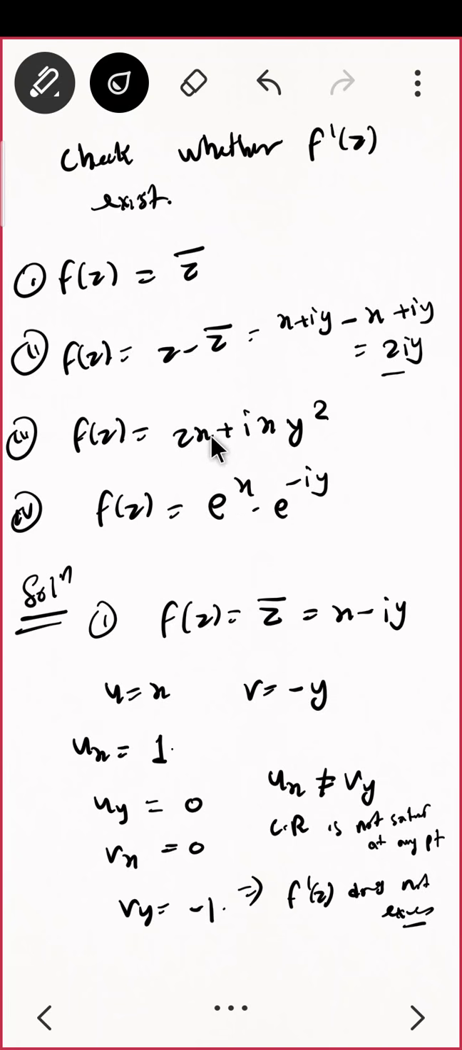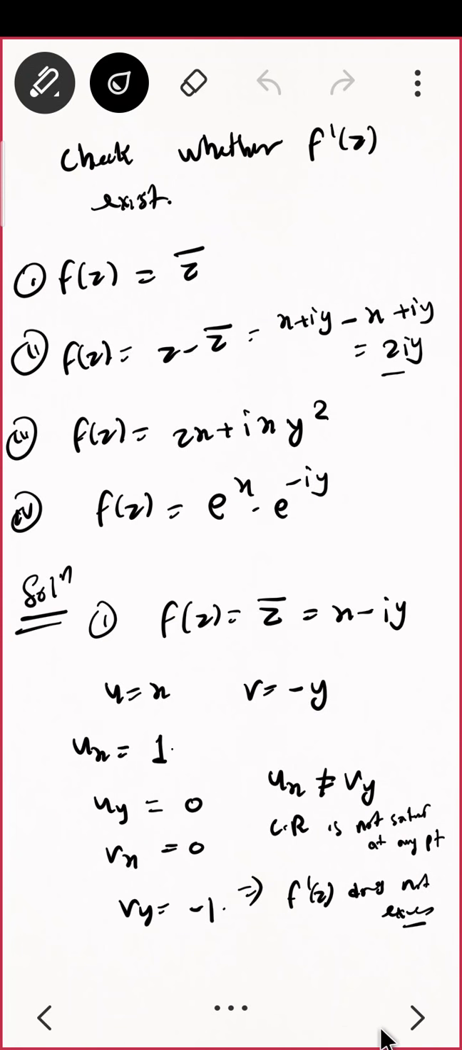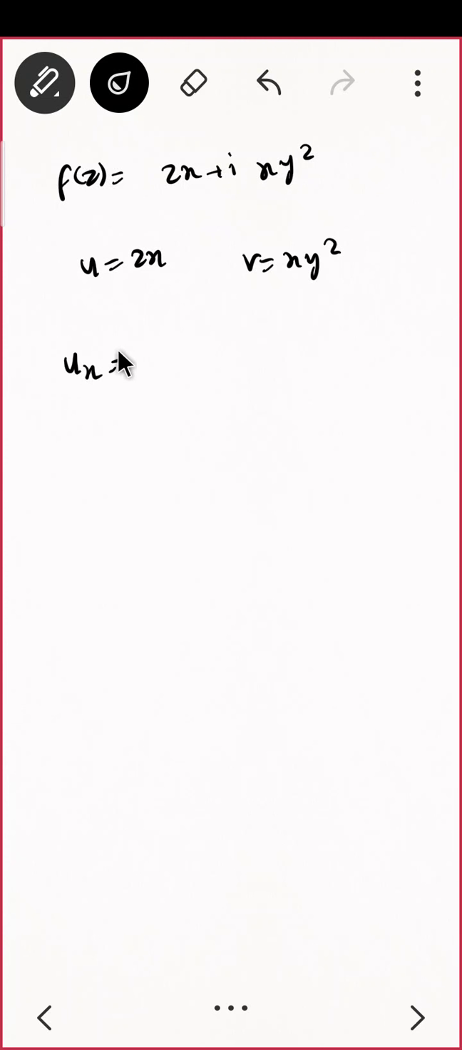Yeah. Let us do the third one. What is the function given? F of z is equal to 2x plus i xy squared. What is u for me? It is 2x, and what is v for me? xy squared. For the CR equations, what do I need first? I need ux. ux will be 2, and I need vy as well. So let us do vy. What is coming for me? 2xy. So both are not the same.